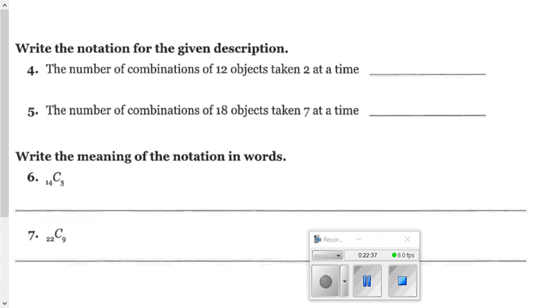I'd like you to try both of these on your own and then come back in a second to check your answers.